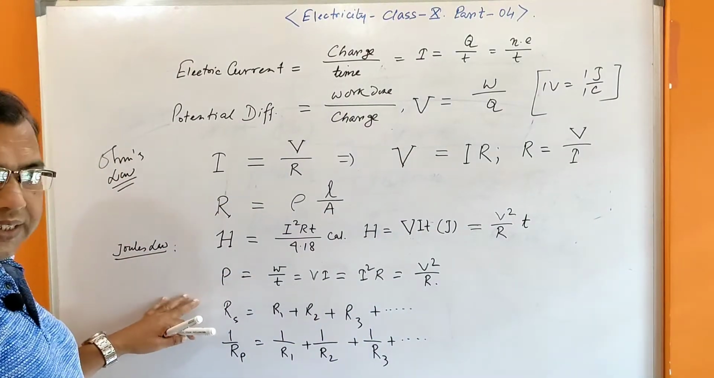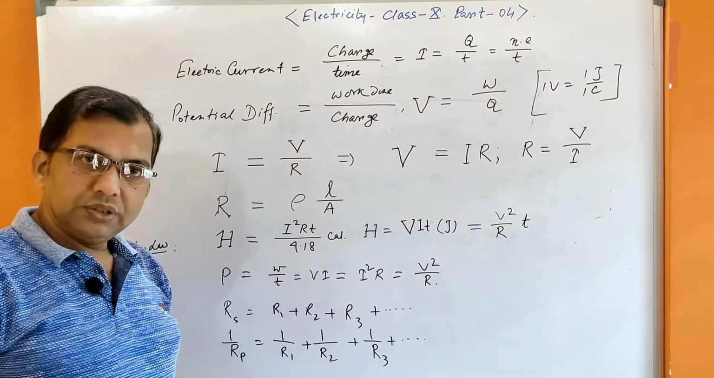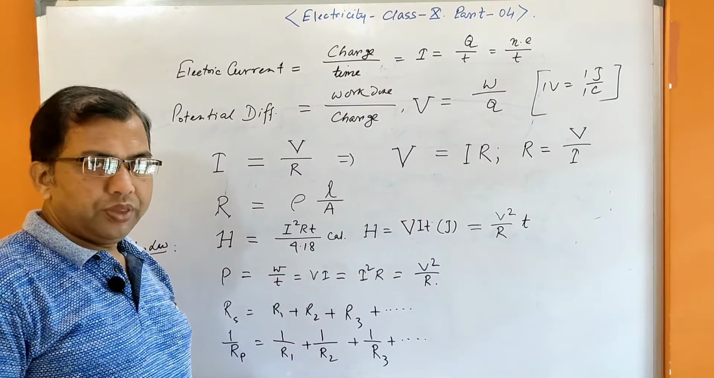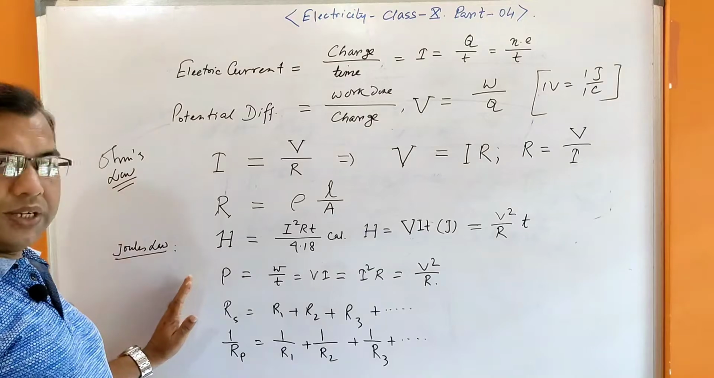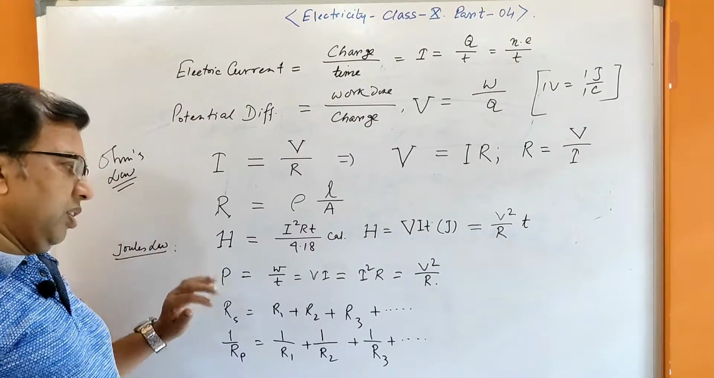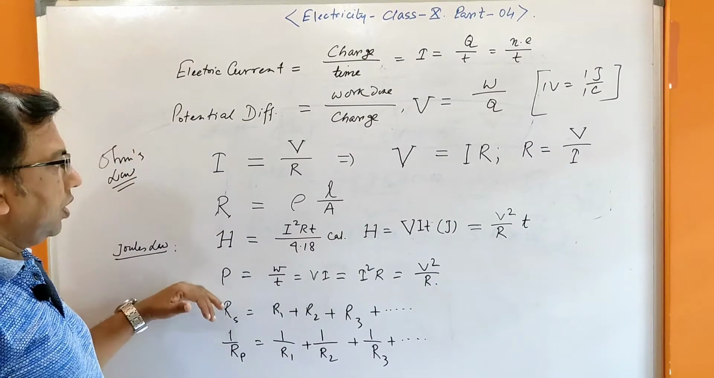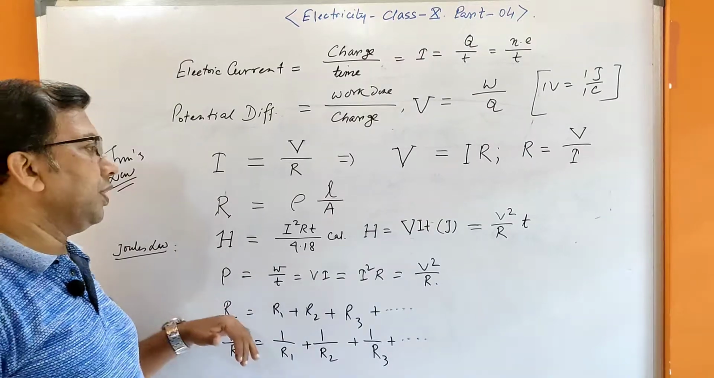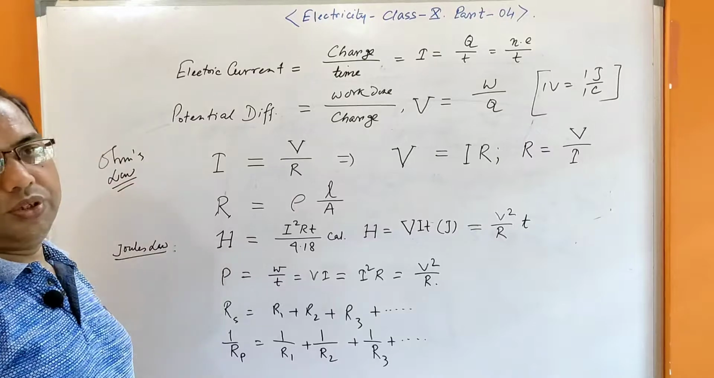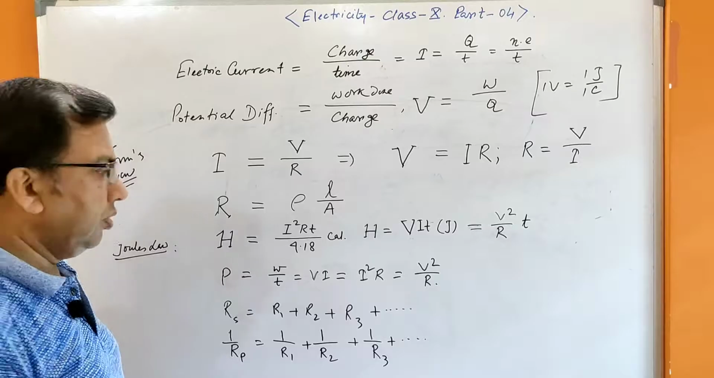In case of series connections, Rs equals R1 plus R2 plus R3. In case of parallel, 1 by R equals 1 by R1 plus 1 by R2 plus 1 by R3. There are so many formulas also, but this is the main thing. If required, I will also give some extra formulas for advanced level. So do this and practice the numerical problems from your book, NCERT, or any books, Pradeep's or Dinesh, whatever you have.